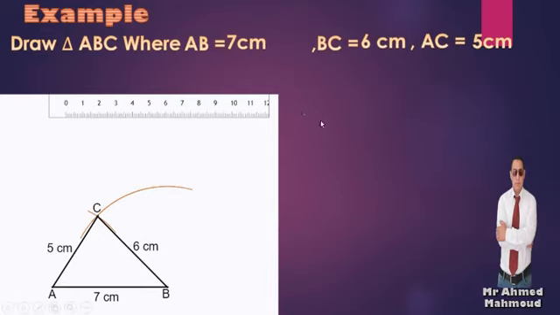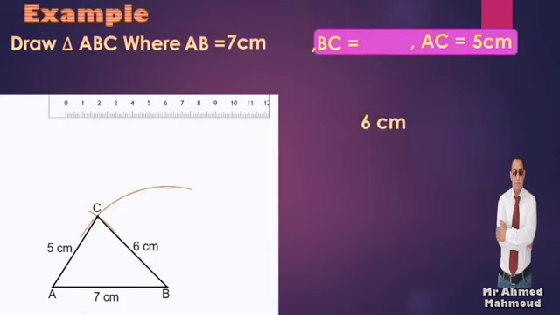Now, by looking at the lengths of the triangle, we have here 7, 6, and 5 centimeters. I need to compare the lengths of the two smaller sides. The two smaller sides are BC and AC, they are 6 and 5. I need to compare the sum of their lengths with the larger side, which is AB with 7 centimeters. Here we have BC equals 6 centimeters plus AC equals 5 centimeters. 6 plus 5 equals 11, and the greater side is 7. Then we see here that the sum 5 plus 6, which is 11, is greater than 7.